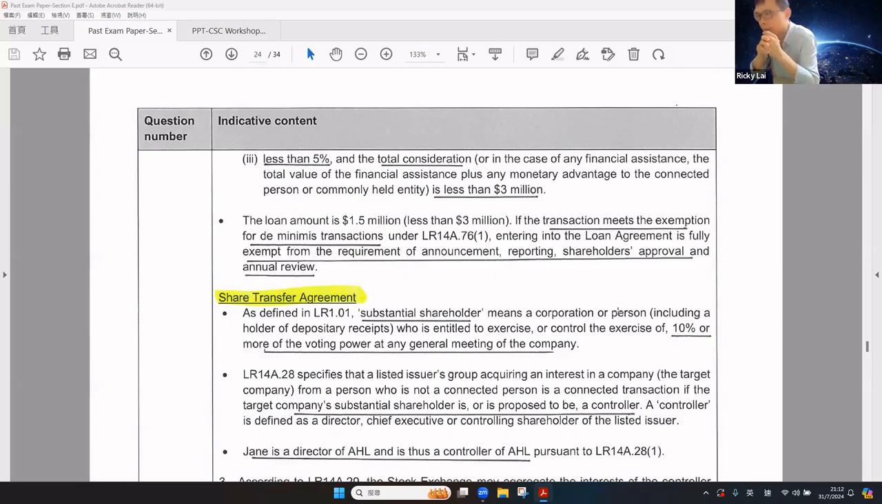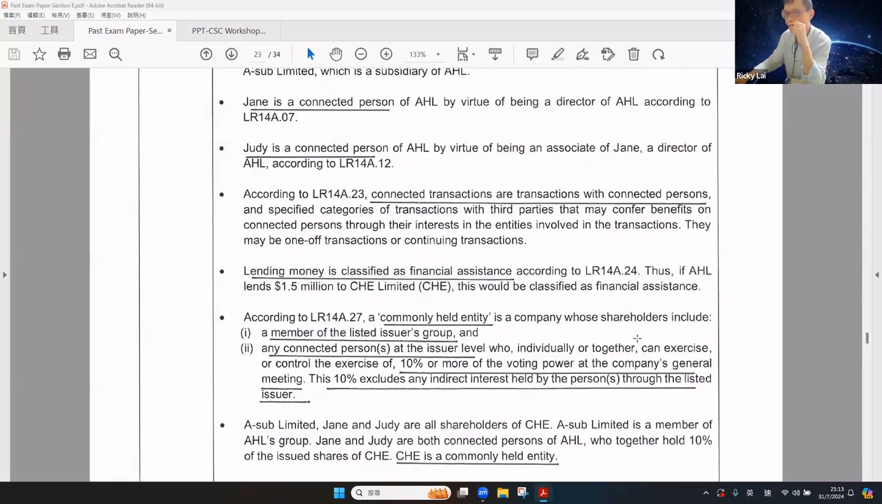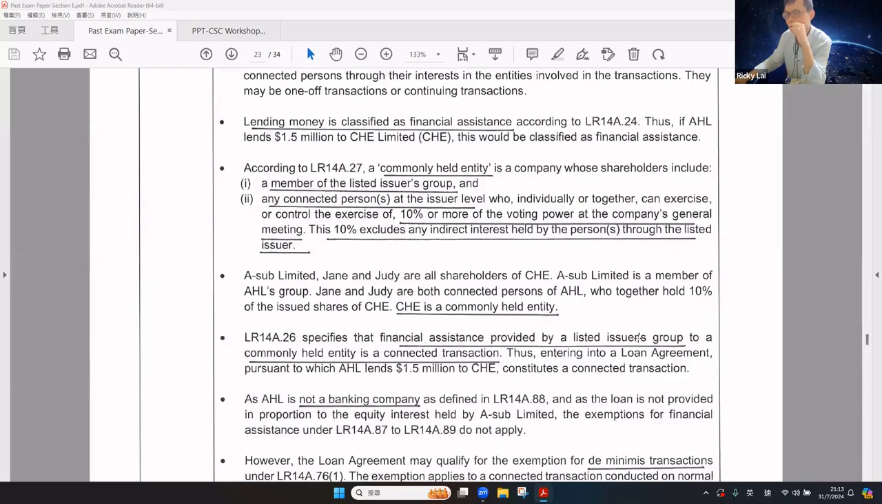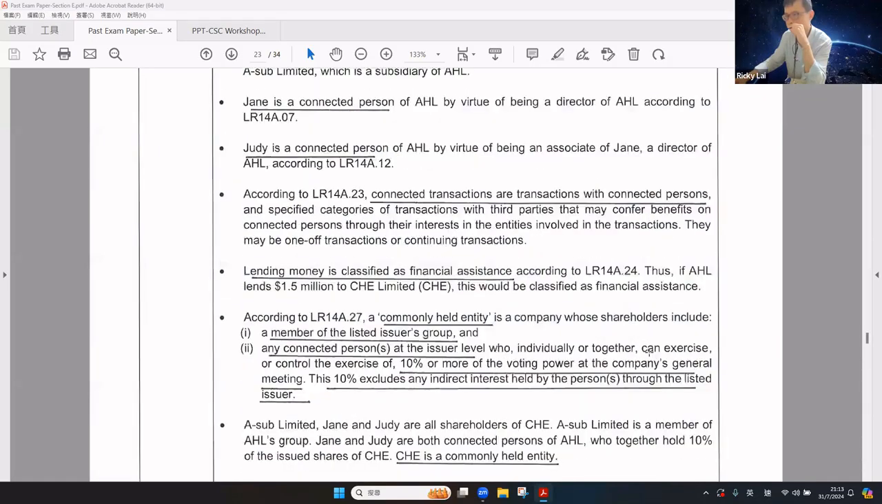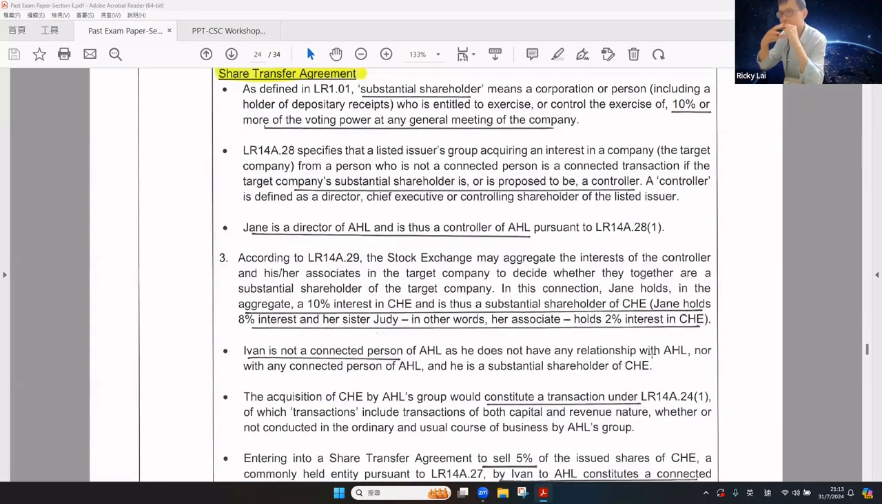Since the loan amount is $1.5 million, the transaction meets the de minimis exemption. Entering into the loan agreement is fully exempt from announcement, reporting, shareholder approval, and annual review by the INED and auditor requirements, because this is the CCT. Okay, so that's the reason why. Please take a look at all the Chapter 14A requirements on commonly held entities. How about the second agreement, the share transfer agreement?